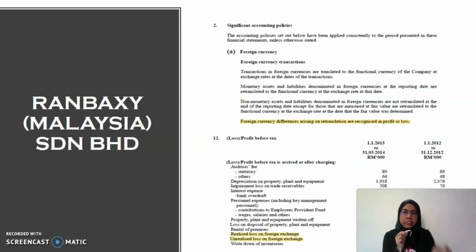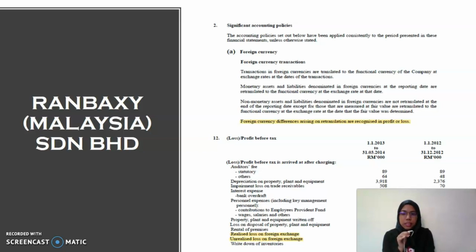The second one is Rambaxi Berhad. Rambaxi Berhad also states in their financial statements that the foreign currency differences arising on retranslation are recognized in profit or loss. They have also clearly stated the amount of foreign exchange, either realized or unrealized, in their statement of comprehensive income, and recognized it under the profit.